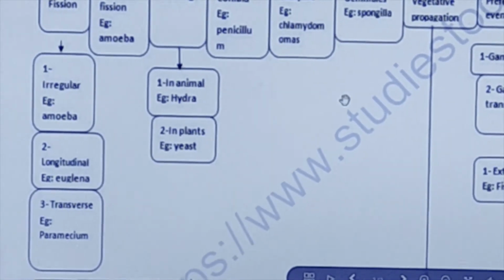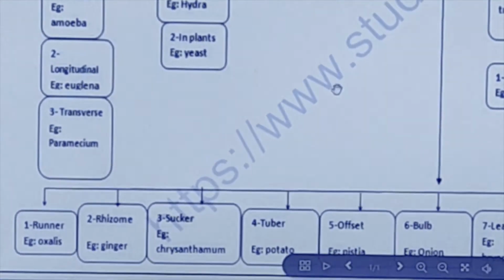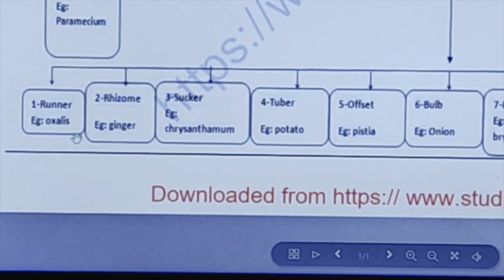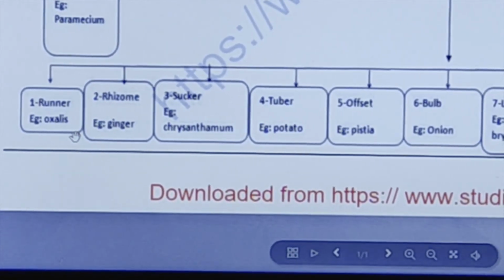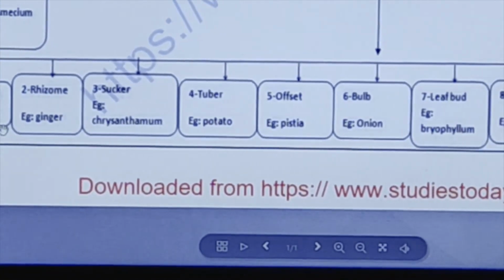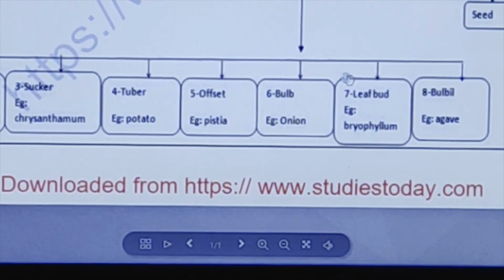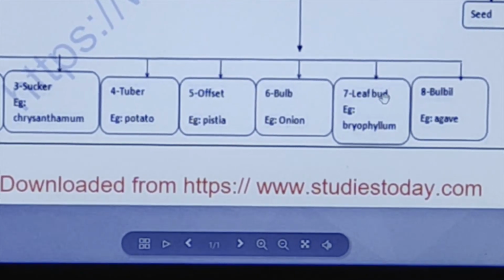Okay. Now the asexual reproduction in plants. In plants, asexual reproduction is by runners, rhizomes, offsets, suckers, bulbs, and leaf buds. These are the vegetative propagations in plants. Leaf buds we have also seen in Bryophyllum. This is a vegetative propagation.